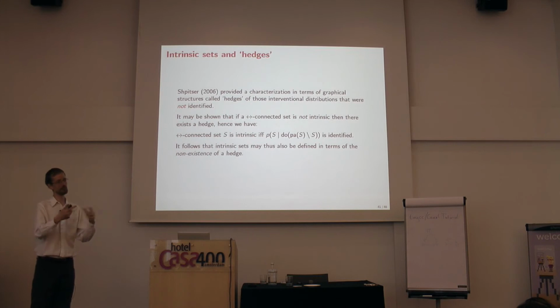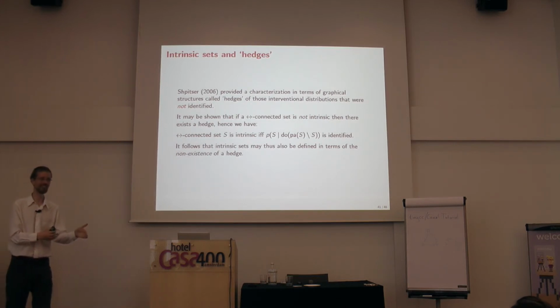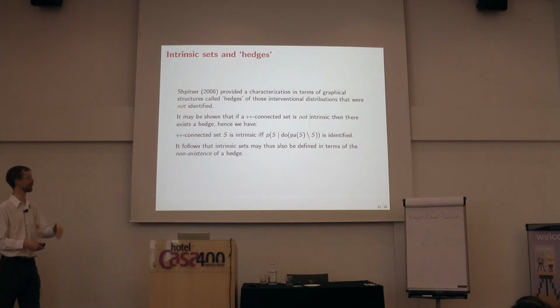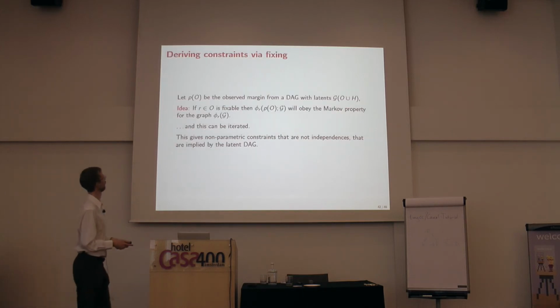So the sort of hedge is, Ilya gave a graphical characterization of things that are not identified, via intrinsic sets, and working from the other direction, I was giving a characterization of things that were identified. And this is also the same as the C components that arise from applying Tian's algorithm.